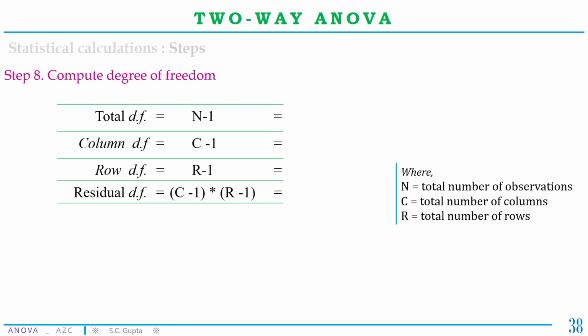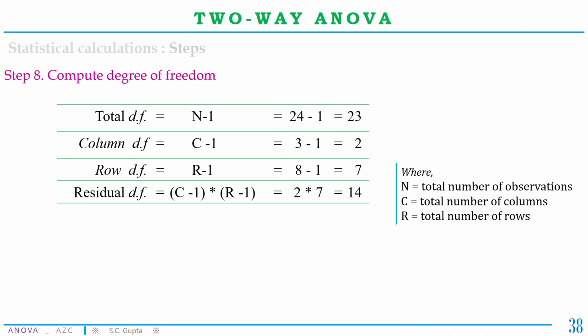Next, compute degree of freedom. Here is to compute for different degree of freedom. N is total number of observations. C is total number of columns. And R is total number of rows. Total degree of freedom is 23. Column degree of freedom is 2. Row degree of freedom is 7, while residual degree of freedom is 14.